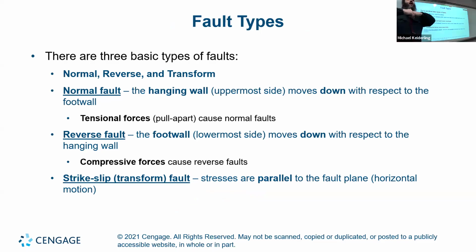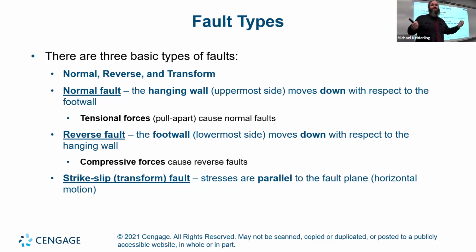Normal faults are caused by tension. They're caused by pulling apart. This is where the hanging wall, the uppermost side, slides down the fault. It moves down with respect to the footwall. This is caused by things pulling apart. The crust lengthens at a normal fault. This is caused by tensional forces.